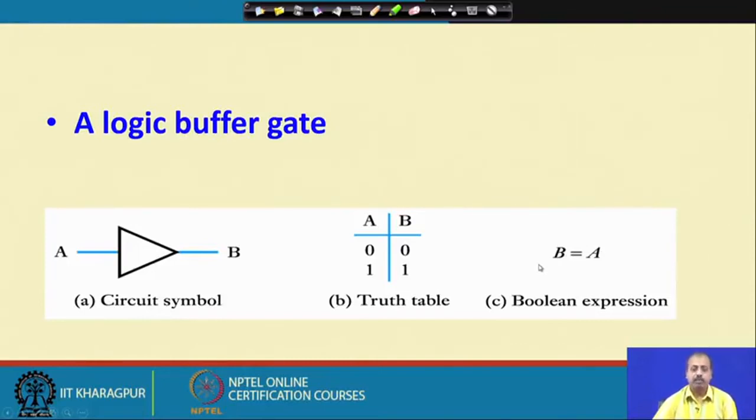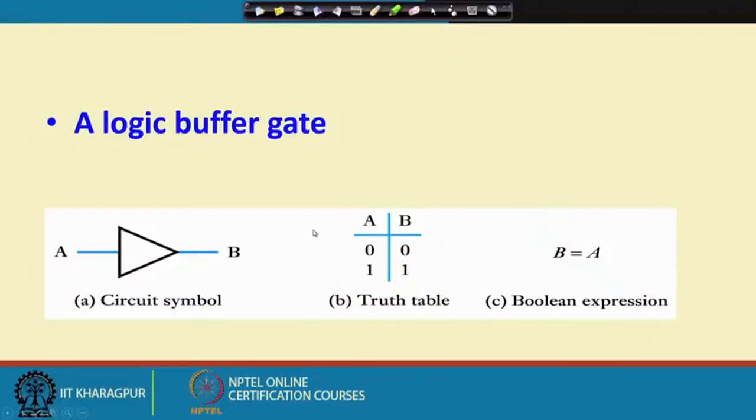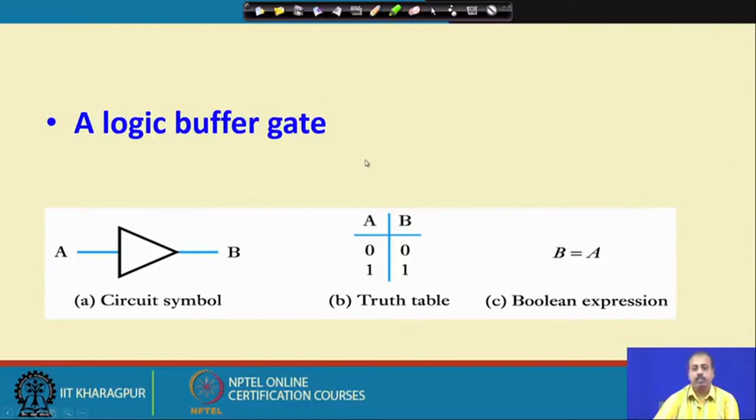Apparently, it seems, why do we need such buffer gates? Sometimes we need to drive some large load in terms of circuit elements. It may so happen that one gate output drives a number of gate inputs in the next stage. That way it has to drive a large current, and these buffers have the capacity to drive large current. So, they can be connected, and that way we can use this type of buffer. Otherwise, as far as logic is concerned, it does not add anything to the circuit. It just copies the input to the output.